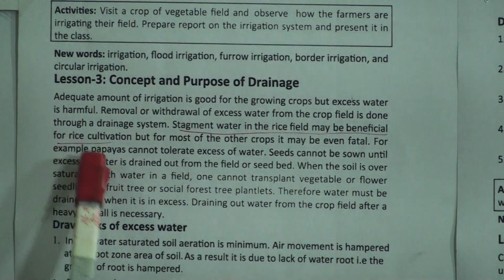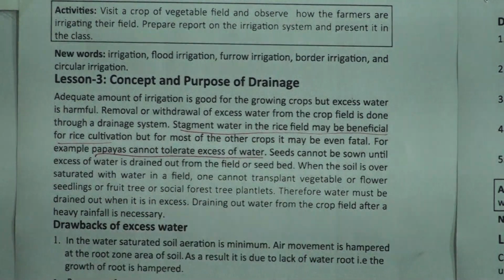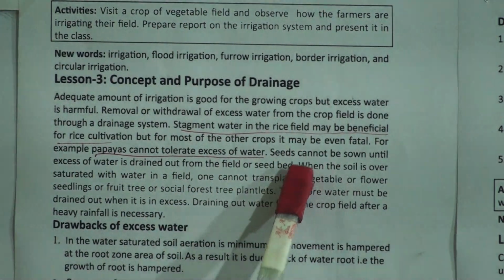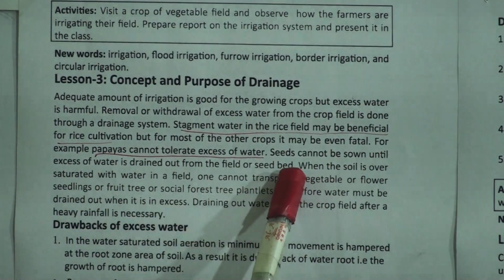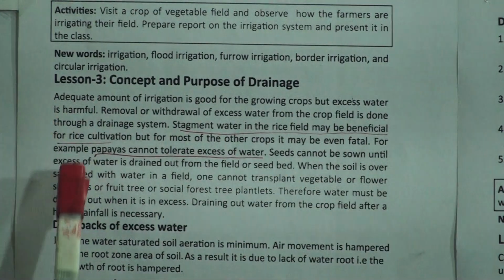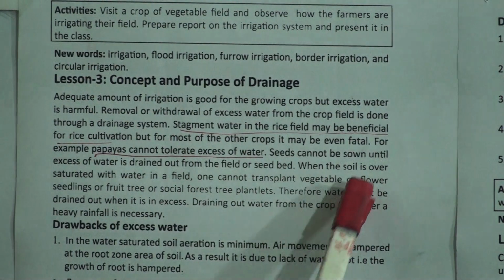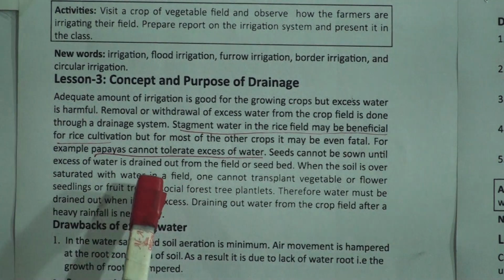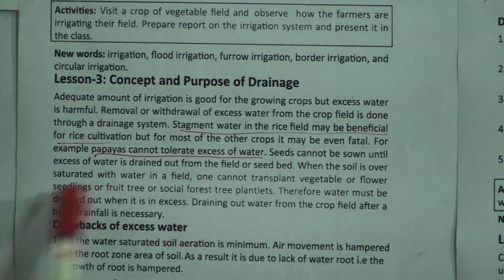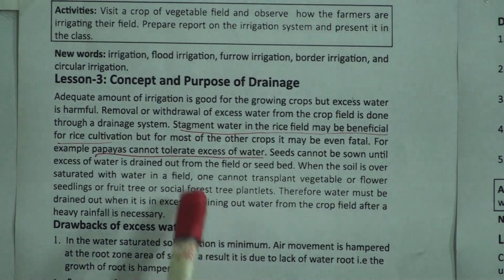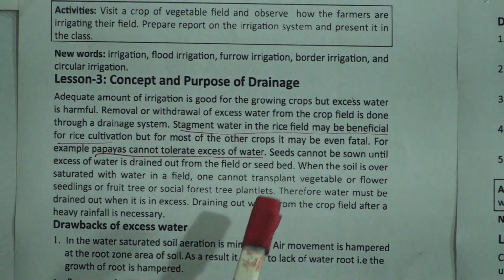For example, papayas cannot tolerate excess water. So we can underline, papayas cannot tolerate excess water. Seeds cannot be sown until excess water is drained out from the field or seed bed. When the soil is oversaturated with water in a field, one cannot transplant vegetable or flower seedlings or fruit tree or social forest tree plantlets. Therefore, water must be drained out when it is in excess. Draining out water from the crop field after a heavy rainfall is necessary.